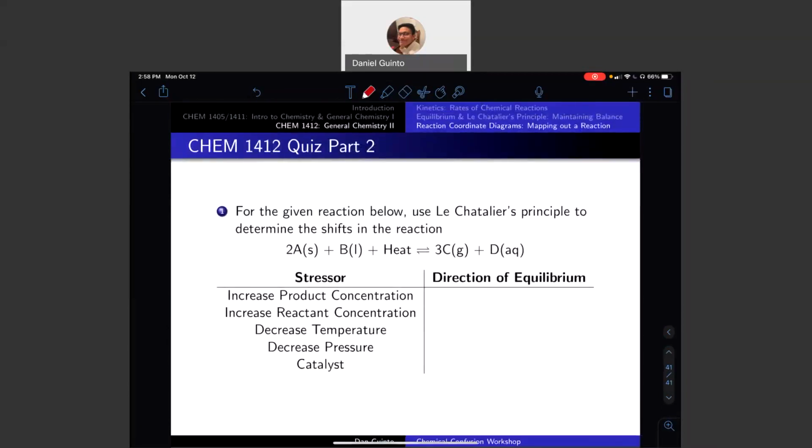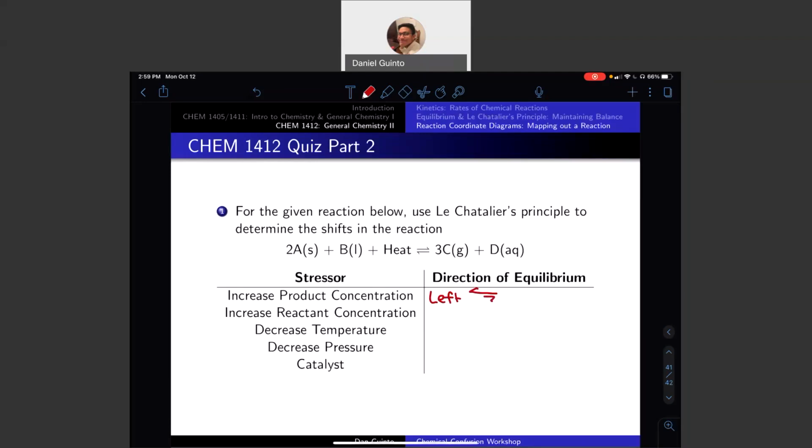And then finally, ending our quiz today, we'll be using Le Chatelier's principle and determining the shifts in the reaction. We have 2A as a solid plus B as a liquid plus heat creates 3C as a gas and then D as an aqueous product. If we increase the product concentration, equilibrium will temporarily favor the product side. Le Chatelier's principle says you're going to have to shift equilibrium to the left, because that's how it corrects itself. So direction of equilibrium is going to go to the left. Using arrow notation, it's going to go more to the left and a little bit to the right.